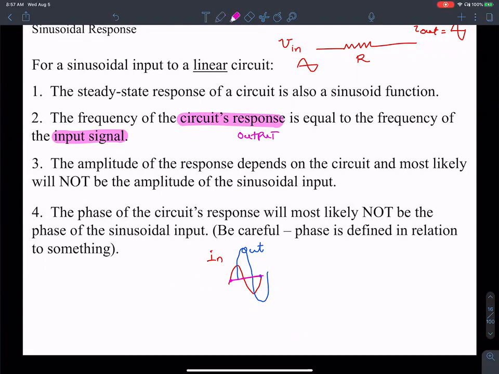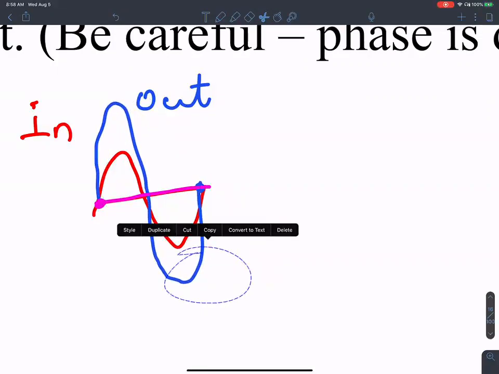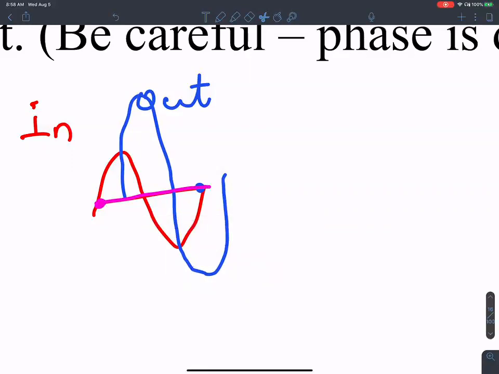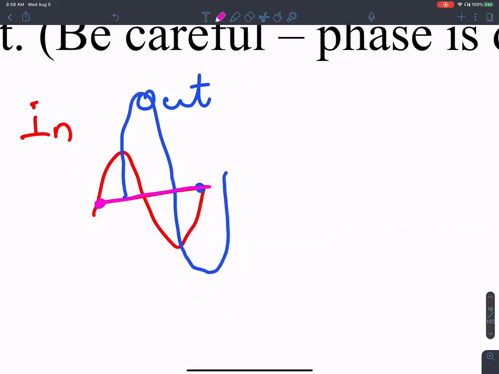The amplitude of the response depends on the circuit. The amplitude of the output could be different than the amplitude of the input. It most likely will not be the same amplitude as the input signal, but that's all right. The next thing, like I mentioned, is that the phase of the circuit's output could be different from the phase of the input. All of that information is shown here. They're different phase because they're offset in time. They're different amplitude because they have different values for maximum and minimum, but their frequency is still the same. So that's the behavior of a linear circuit.